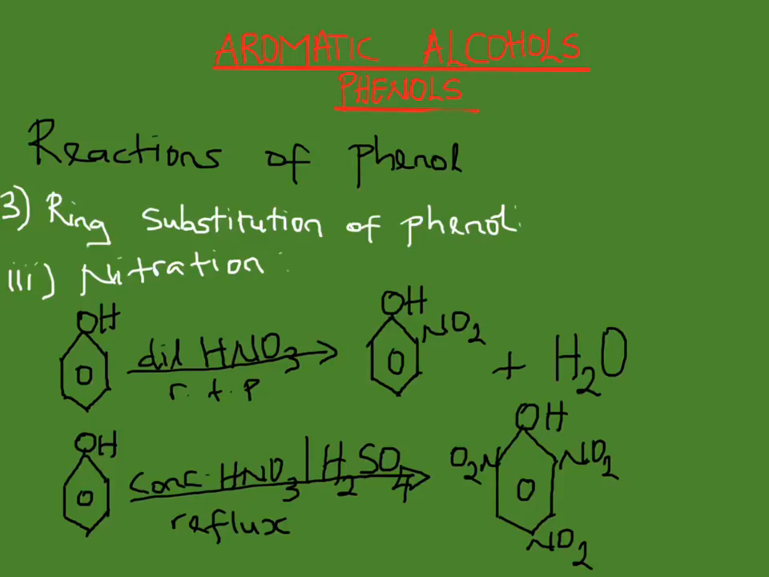As you can see, 2,4,6-trinitrophenol is produced in the presence of a nitrating mixture. Comparing this with benzene, heating with a mixture of concentrated nitric acid and sulfuric acid is required for single nitration.